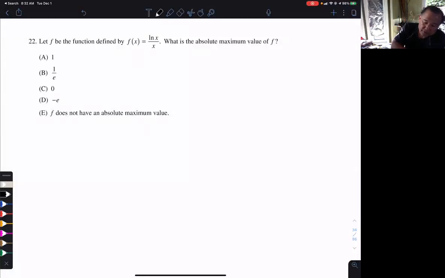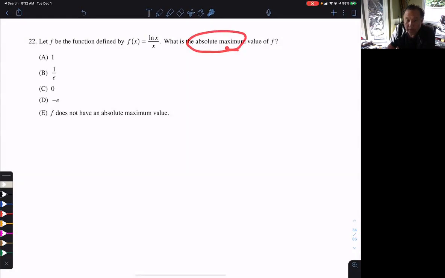So this is 2012, number 22. And if we look, they want absolute maximums. So the first thing in our head, where do absolute maximums occur? You should say critical points or endpoints, right?